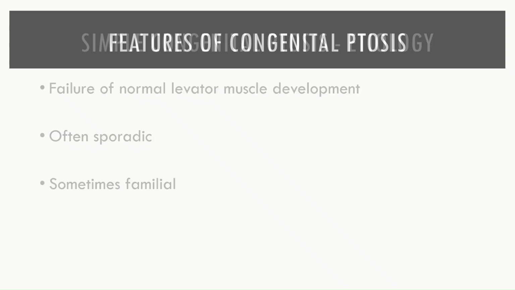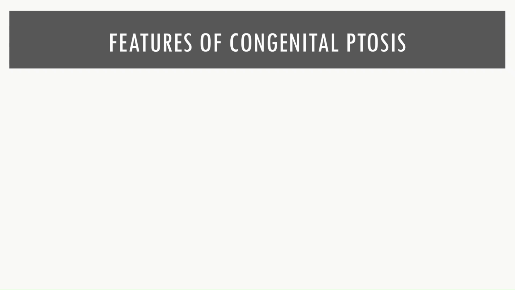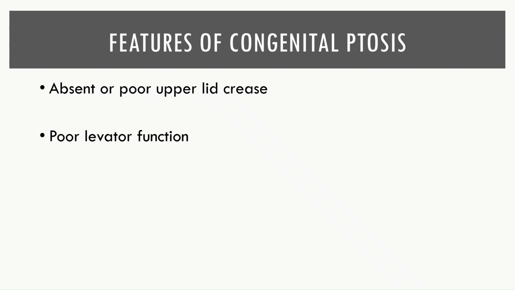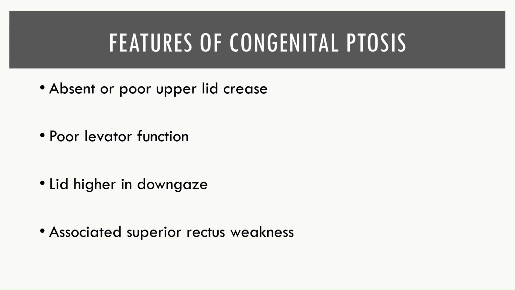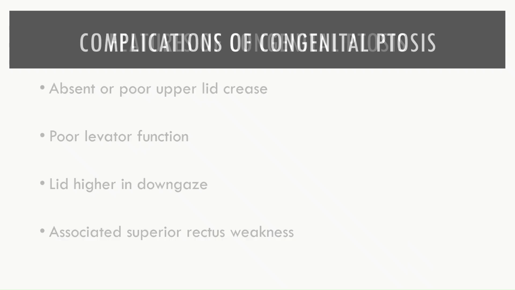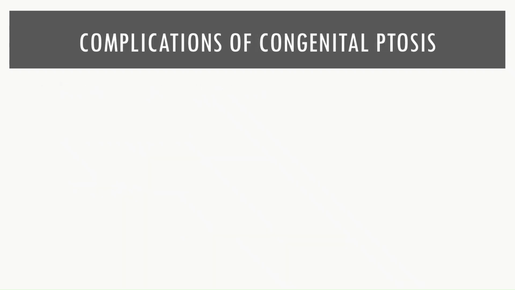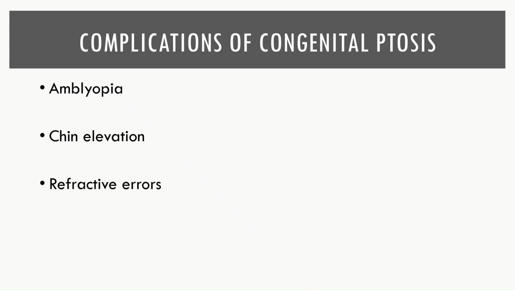The key features of congenital ptosis are absent or poor upper lid crease, poor levator function, lid higher in downgaze, and associated superior rectus weakness. Complications of congenital ptosis are amblyopia, chin elevation, and refractive errors. Amblyopia may result from visual axis occlusion or associated astigmatism, making early detection crucial.